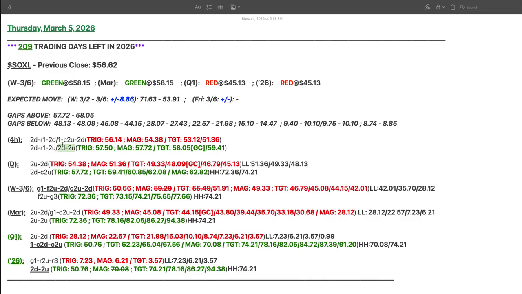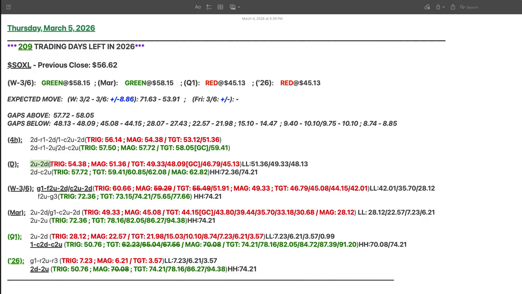But like we said, if we hit that 57.72, then that triggers that 2 down, 2 up. 2 down combo 2 up. Let's mark that correctly. Combo 2 up. There we go. 2 down combo 2 up. Again, triggering at 57.72. We've got the gap close at 58.05, and then the magnitude of the 2 down combo 2 up at 59.41. Right.